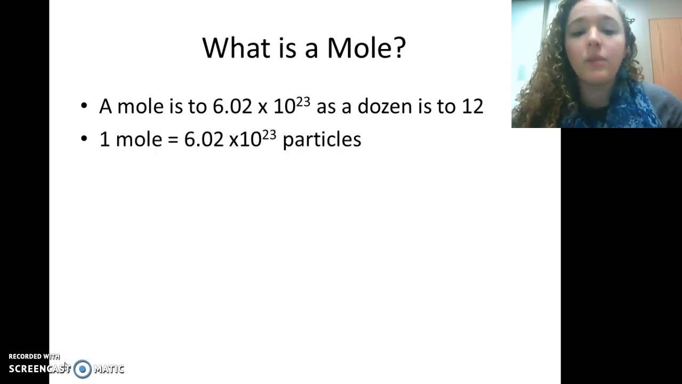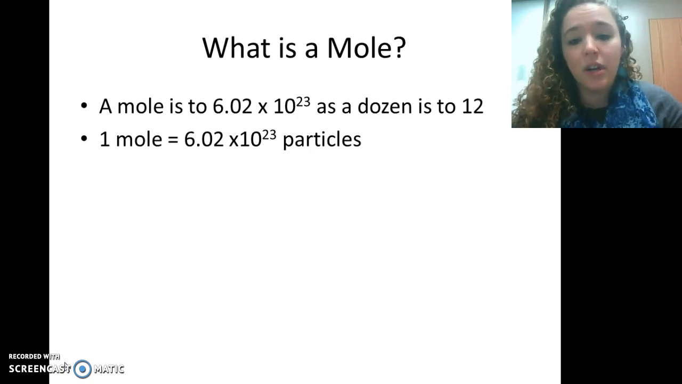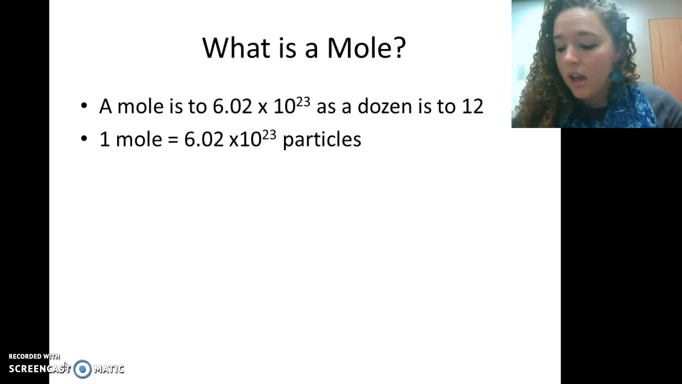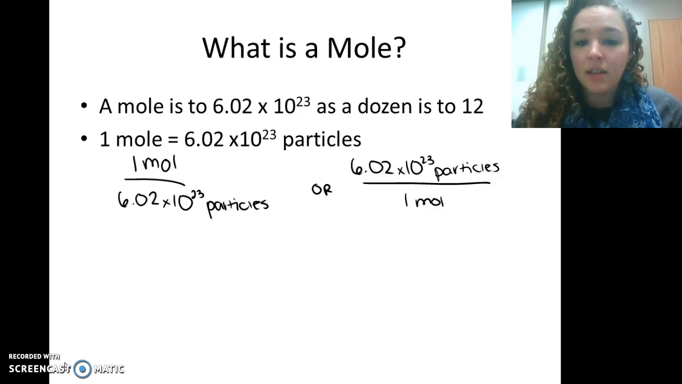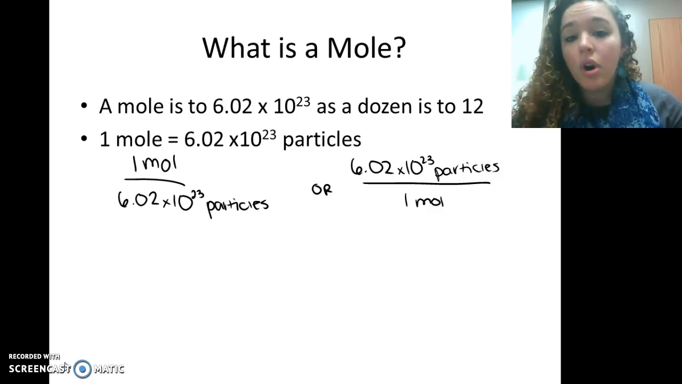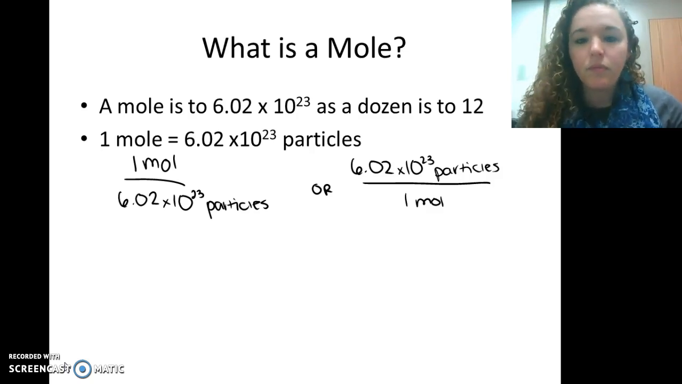So 1 mole is equal to 6.02 times 10 to the 23rd particles, okay? We can write that in a couple different ways. If we are going to be doing unit conversions, we want to write them as such, where we have 1 mole over 6.02 times 10 to the 23rd particles, or you can take the inverse of that, and we're going to use that to help us set up unit conversions.